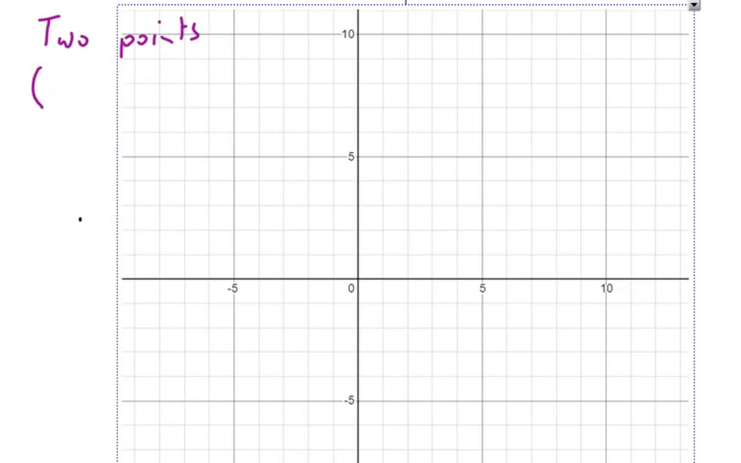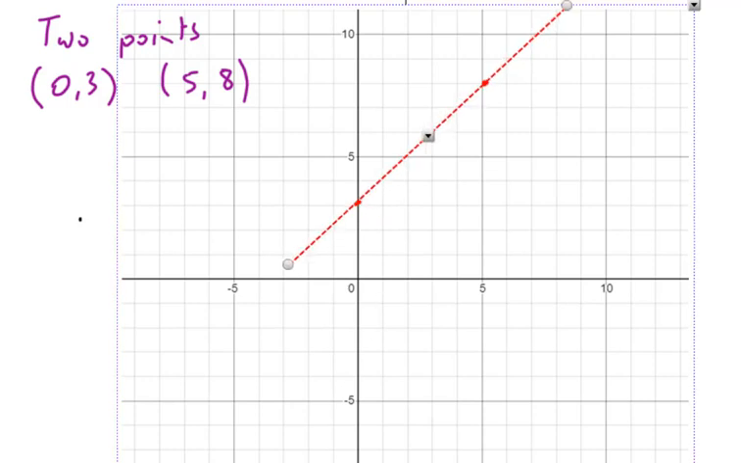So if you were given the point 0, 3, say, and the point 5, 8, you could go through and plot those 2 points there. There's 0, 3, and you've got 5, 8, which would be up here. And guess what? You'd be able to simply sketch the line through those points, wouldn't you? So that would be one way that you could sketch the equation of a line.